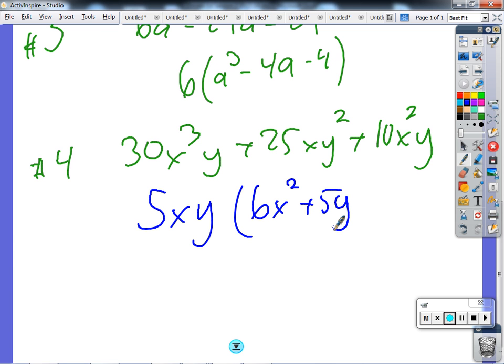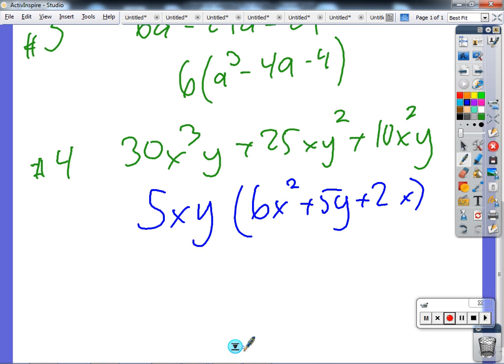Last but not least, if I pull a 5 out of 10, what's left over? 2, not a 5, right? A lot of people keep telling me 5. So there's 2 left over. If I pull out one of the x's from x squared, how many is that? 1x. Any questions on that one?